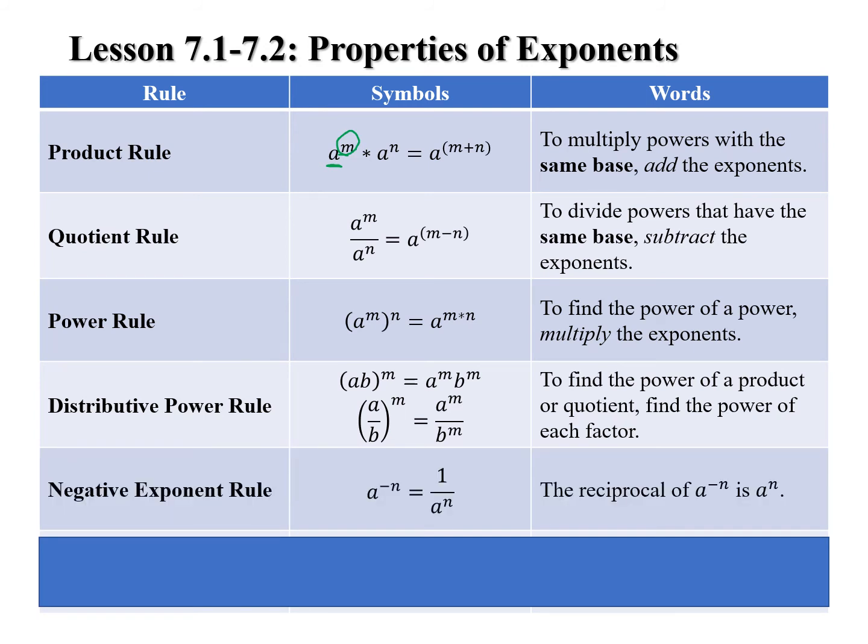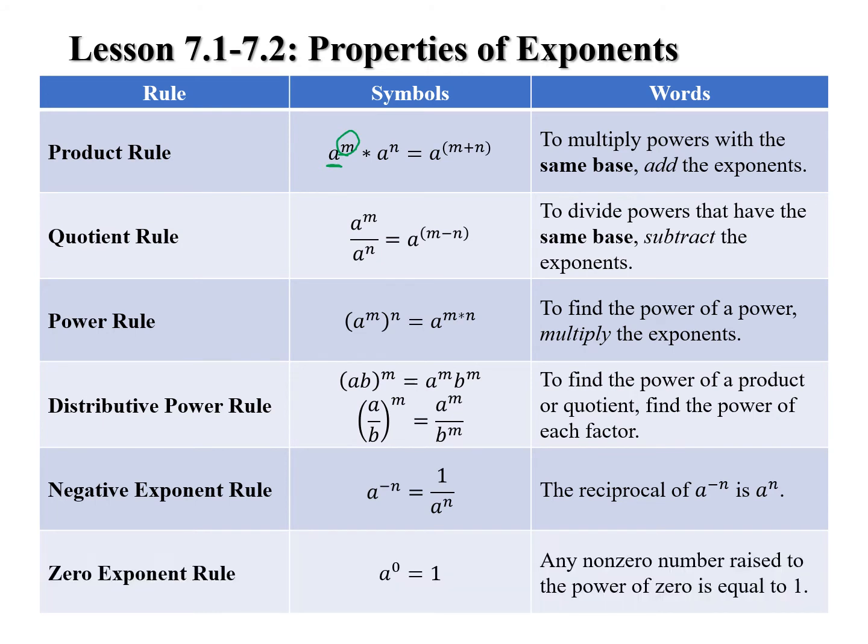My negative exponent rule tells me that the reciprocal of a to the negative n is a to the n, or the reciprocal of a to the n is a to the negative n. So basically what this means is if I flip the side of the vinculum, if I change the side of the fraction bar that power is on, it becomes the opposite. So if I have a to the n in the numerator, it becomes a to the negative n if I put it in the denominator. If I have a to the negative n in the numerator, it becomes a to the n if I put it in the denominator. And we'll practice with this today.